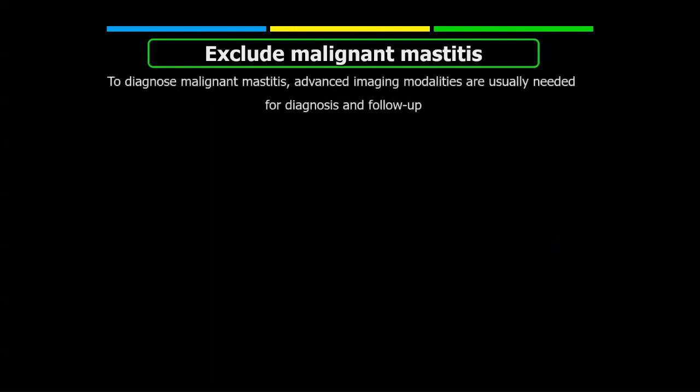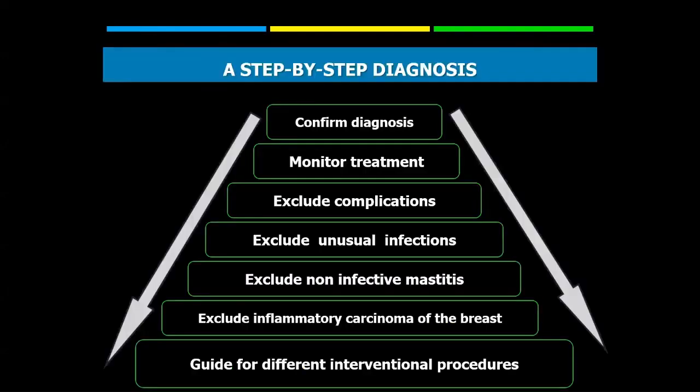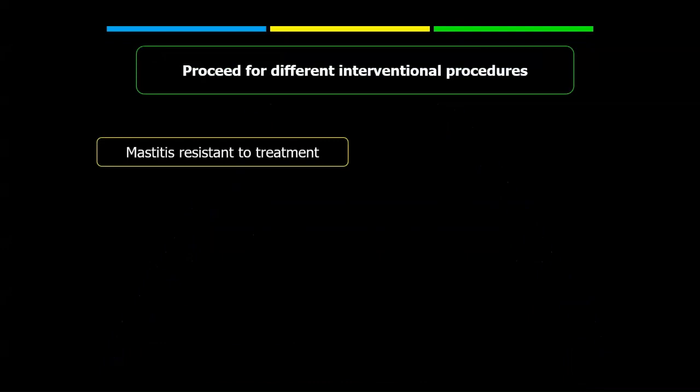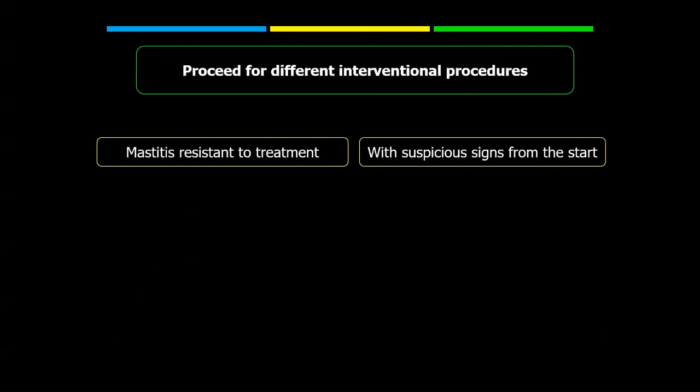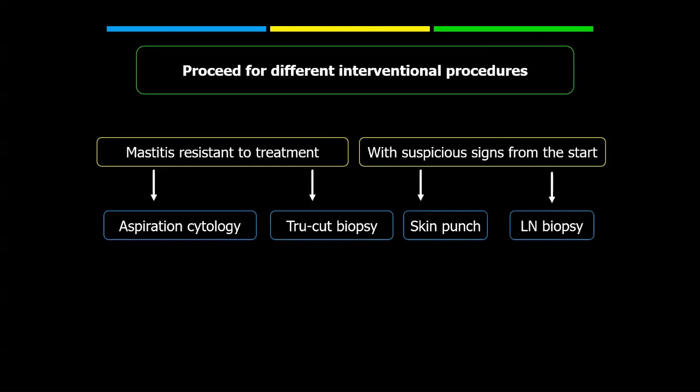And so to exclude malignant mastitis, advanced imaging modalities are usually needed for the diagnosis and for the follow-up of these patients during their treatment. And it is only in this case that I will say yes for all imaging modalities. And lastly, we come to guiding different interventional procedures. We should proceed to a biopsy whenever we have a mastitis which is resistant to antibiotic treatment, and mastitis with suspicious signs from the start. We can perform an aspiration cytology, a true cut biopsy. Sometimes we need to do a skin punch biopsy and lymph node biopsy, especially in cases of inflammatory breast carcinoma.